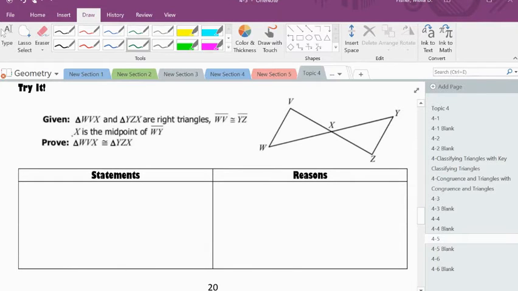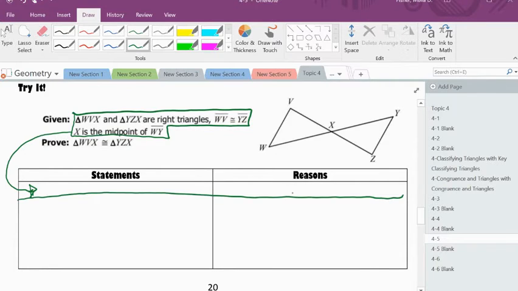Hopefully you started by taking all of this information and plugging it in right here and telling me that that was the given. Do not use that strategy on a test to draw an arrow, but I am going to use that here just to keep your video short.